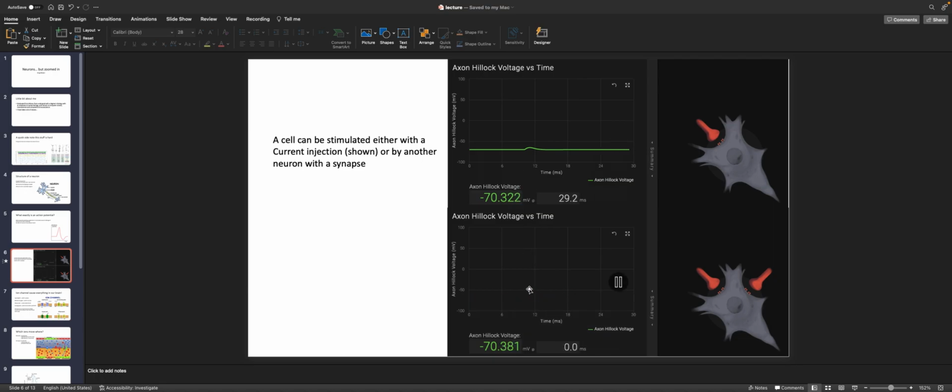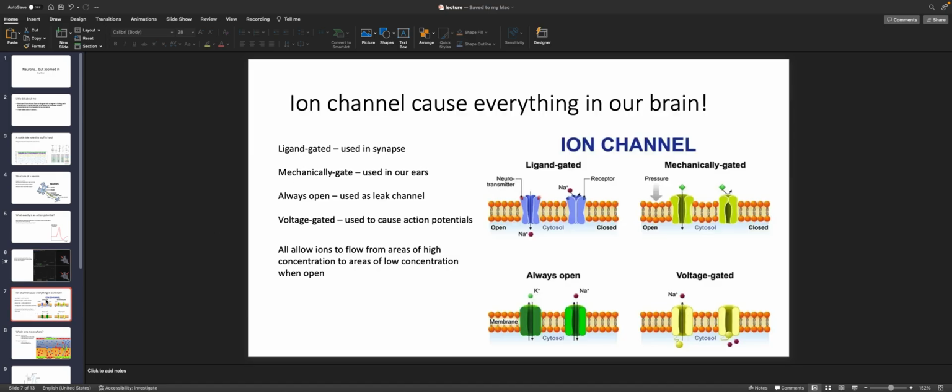What is causing the cell to have an action potential when I give it voltage, in this case? And the key is ion channels. Ion channels are located all throughout the brain. Here are some examples. We have a ligand gated channel, and what that means is, if we go to this little picture, we can see this little dot right here, and that's going to be a neurotransmitter.